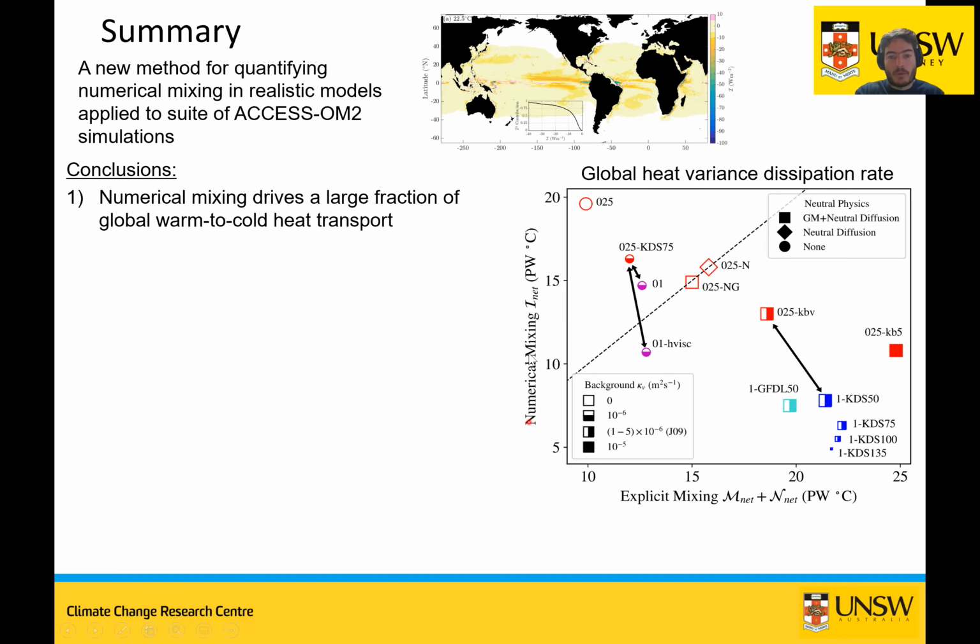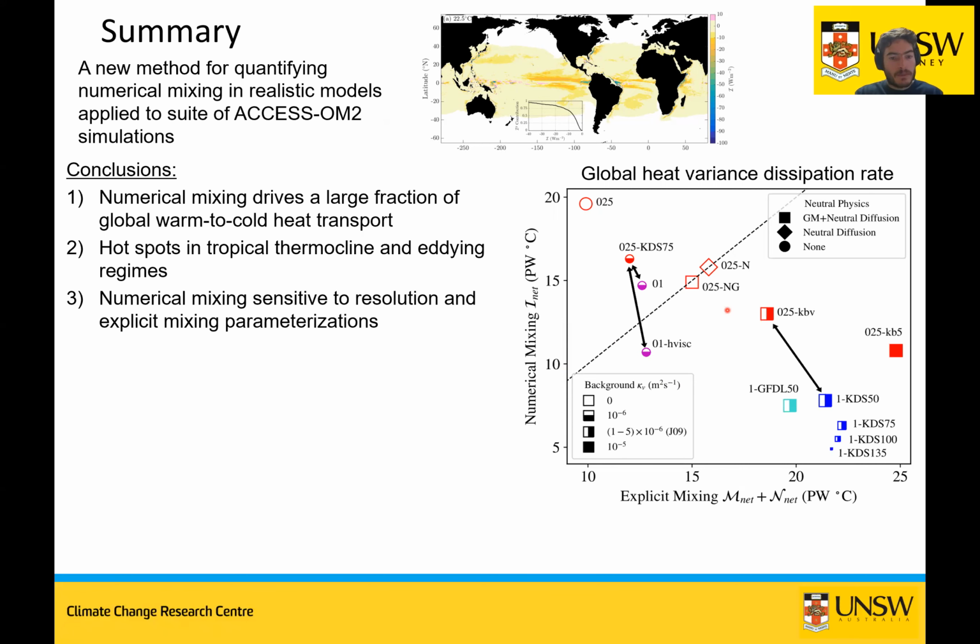So the y-axis is a measure of the total amount of numerical mixing in each configuration, and the x-axis is the explicit mixing. I have 13 different configurations here. Anything that lies above this dashed line is telling us that there's more numerical mixing on average than explicit mixing. And so you can see that's the case for some of these configurations. We've seen that the hotspots for this numerical mixing are really in the tropical thermocline and the eddying western boundary currents. We've seen that numerical mixing is sensitive to resolution and explicit mixing parameterizations, and that you can see in this diagram.